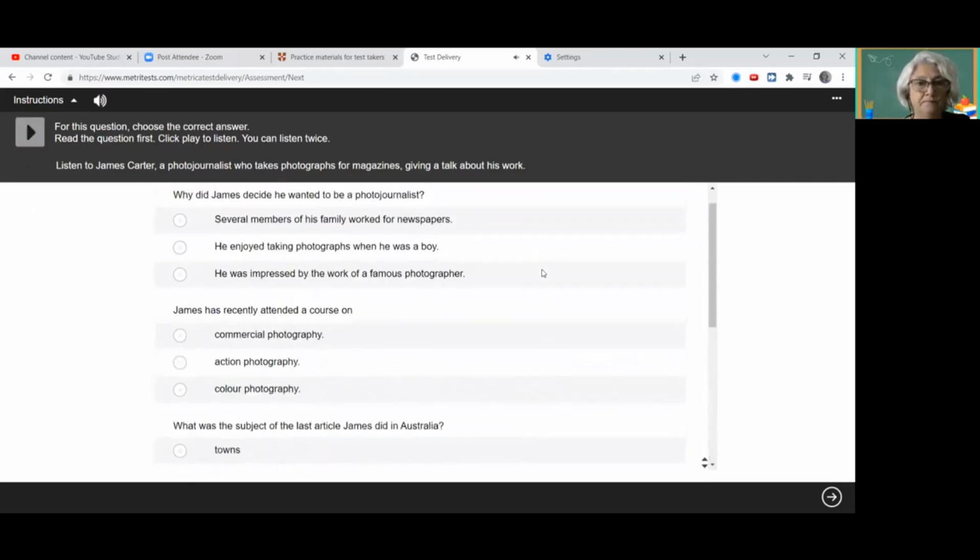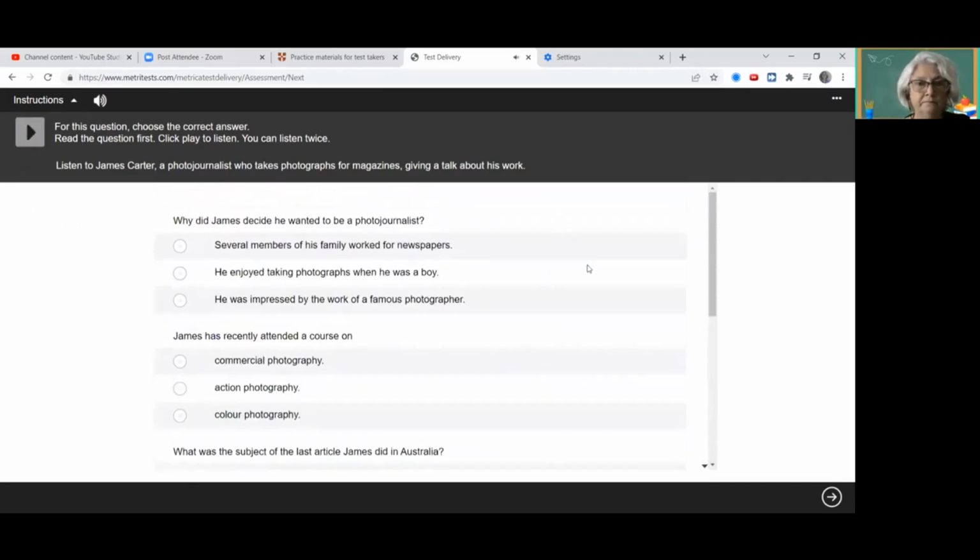My name is James Carter, and I work as a photojournalist. I take photographs for newspapers and magazines. I didn't decide to become a professional photographer until I was in my 20s. My grandfather, father, and mother all had jobs on newspapers, but as a boy, I wanted to do something different. Then, when I was in college, I saw an exhibition of the work of a famous photojournalist, and the pictures were so exciting that I changed my mind. I bought a camera and started to learn how to use it.